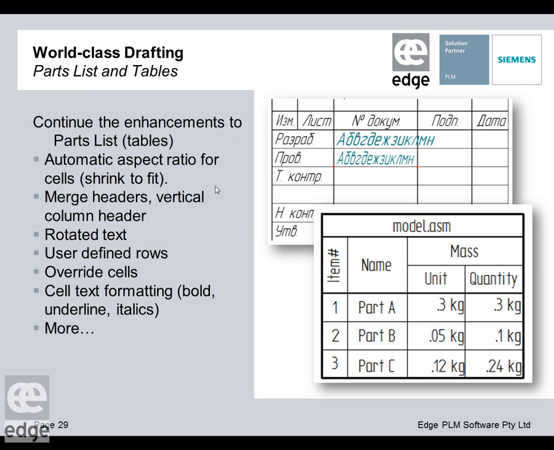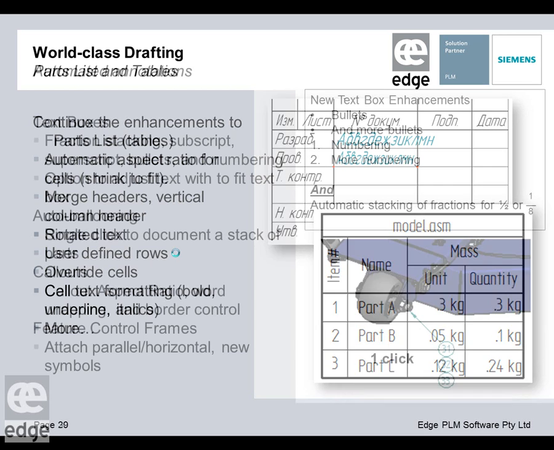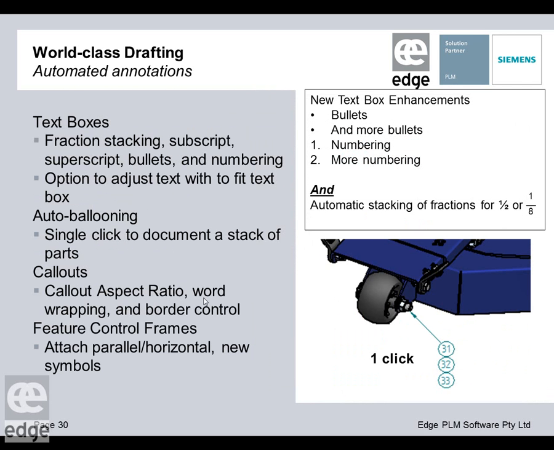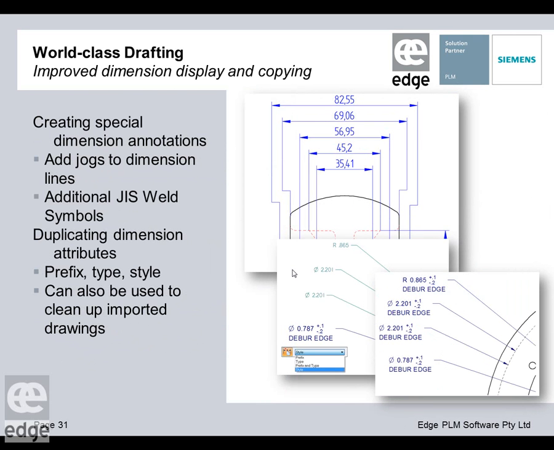Automatic aspect ratio for cells. Rotated text, a whole lot of things like that, and you'll see that in a moment. We'll have a quick look at that. A lot of work in the text boxes, and auto ballooning, call-outs, and feature control frames, all areas that people use on a regular basis.